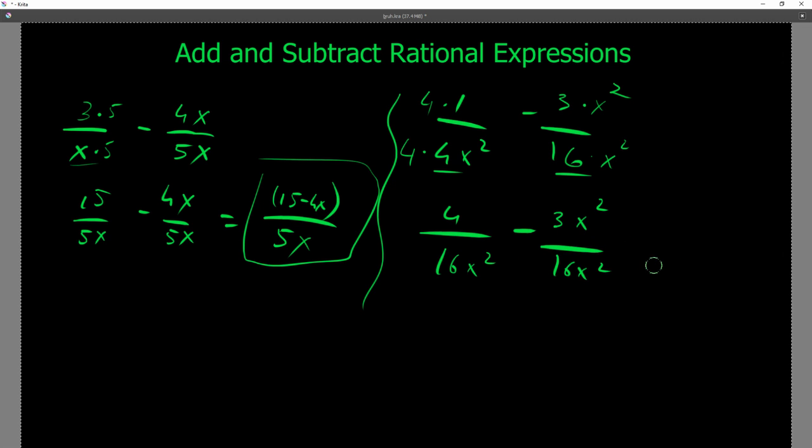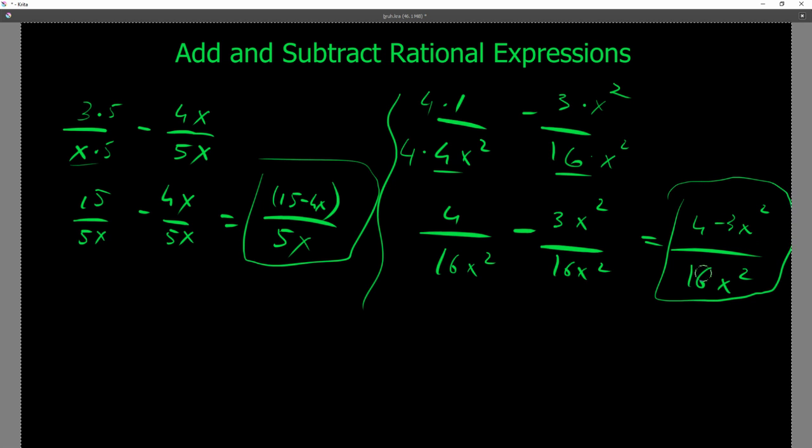Boom. Now the bottom is the same. It's just going to be 16x squared. The top is going to be 4 minus 3x squared. You are finished. The whole point is to make sure that whatever this side has, this side also has to have. And the same thing vice versa. If this one has something, that one also has to have it.